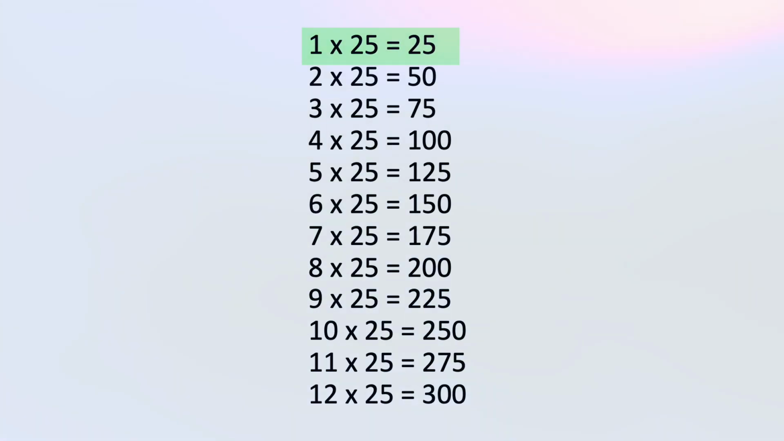1 times 25 is 25. 2 times 25 is 50. 3 times 25 is 75. 4 times 25 is 100. 5 times 25 is 125. 6 times 25 is 150. 7 times 25 is 175. 8 times 25 is 200. 9 times 25 is 225. 10 times 25 is 250. 11 times 25 is 275. And 12 times 25 is 300.